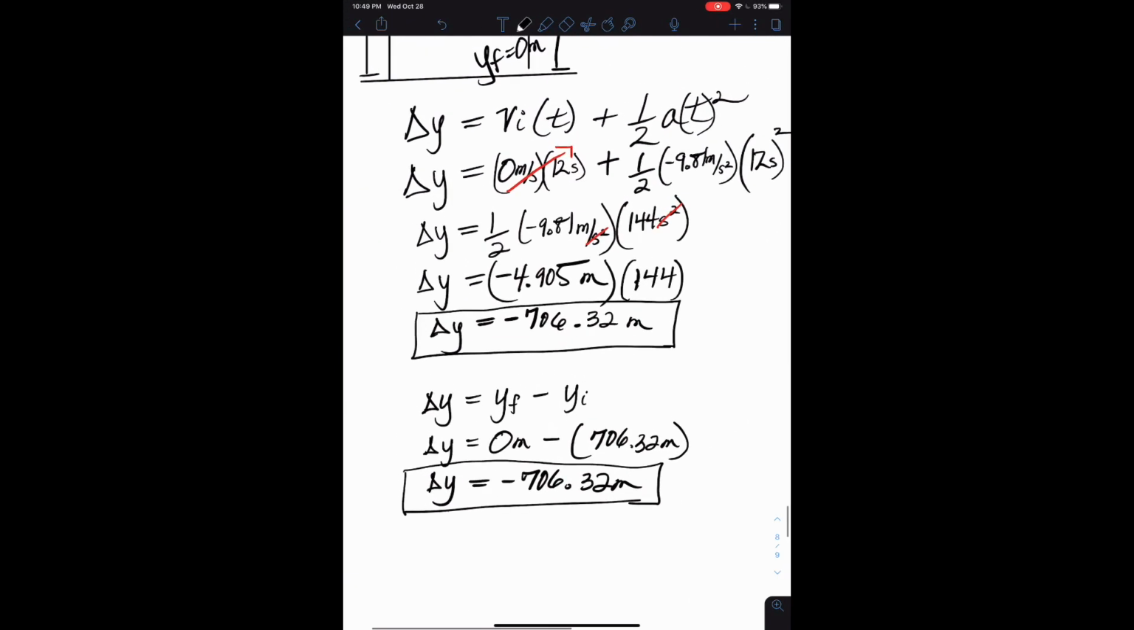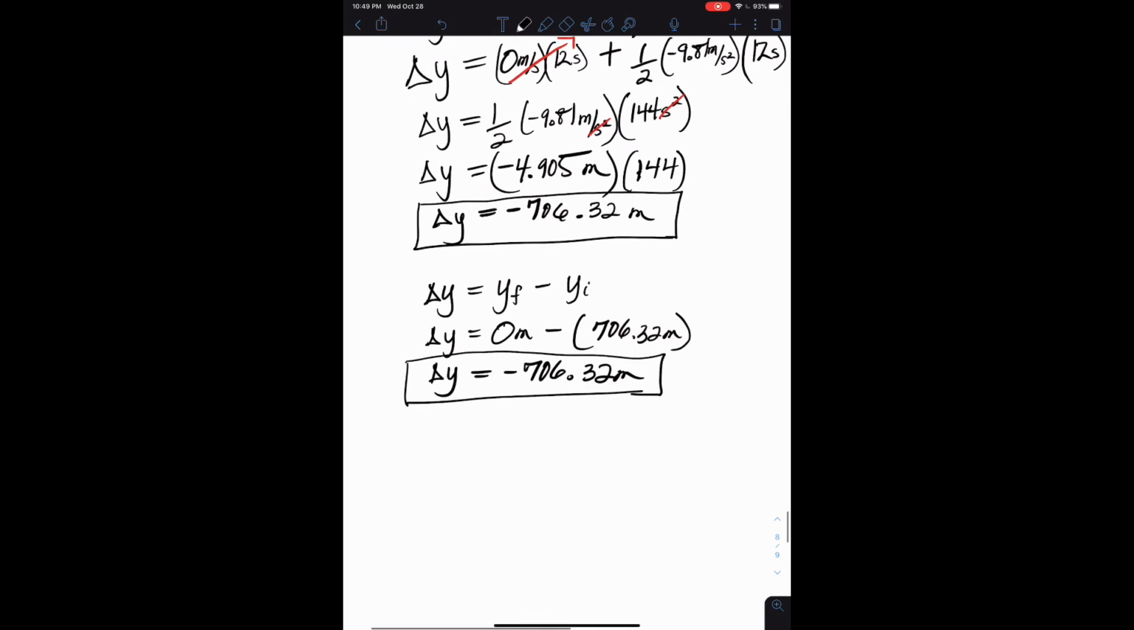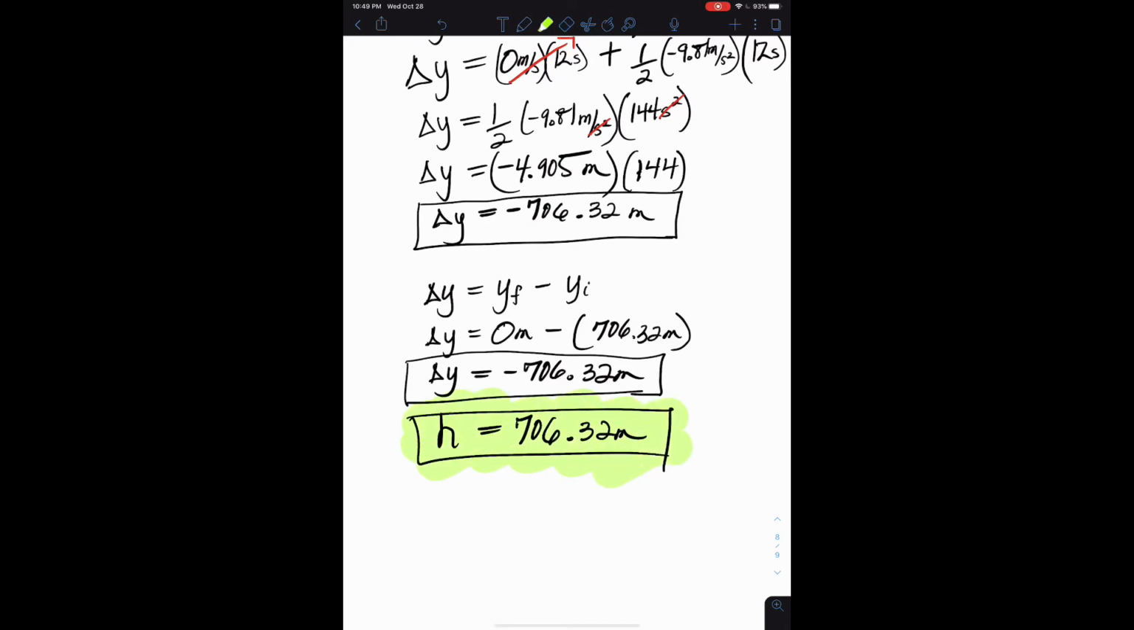Yeah, and so that's what we have. So the height of the building, what's that? Well, it's just going to be the absolute value of that, right? So the height of the building is going to be 706.32 meters. And that's our answer for that part of the first part of the question.